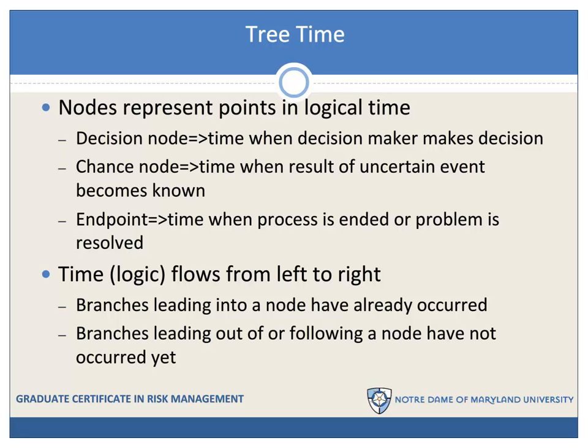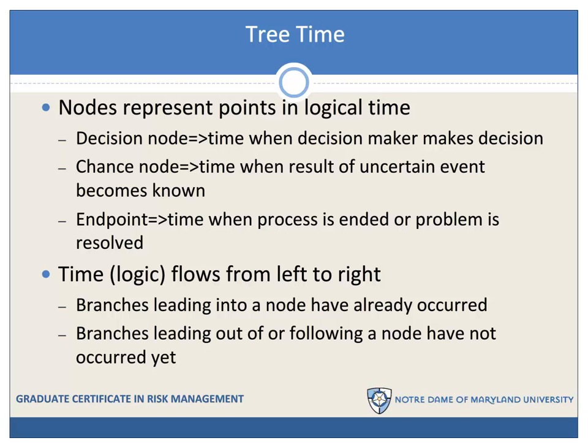You're going to be working with event trees, so I'd like to introduce this notion of tree time. The location of a node in a model represents a point in logical time. That might be different than chronological time. So when you see a decision node in a model, models begin on the left and they proceed to the right. So when you see that decision node, that's the time when a decision maker makes a decision. The chance nodes, that's the time when the result of an uncertain, uncontrollable event becomes known. And an endpoint, that's the time when the process is ended or the problem's resolved.